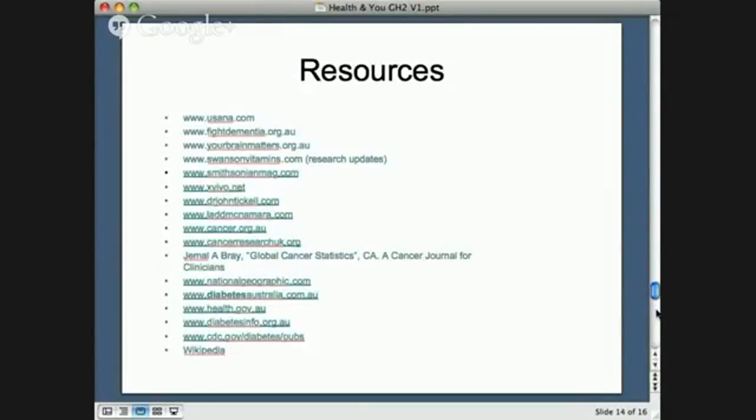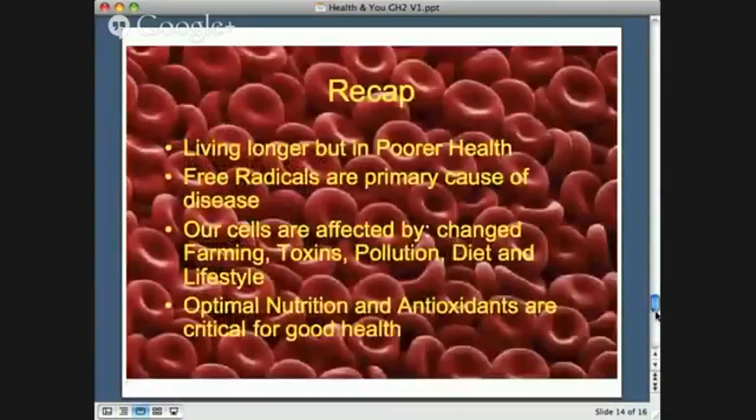Here are some of the resources that were used to put this together today. So just to recap, we're living longer but in poorer health. Free radicals are a primary cause of disease. Our cells are affected by changing farming, toxins, pollution, diet and lifestyle. And to get optimal nutrition for our living, we need to have antioxidants and nutritional supplements.